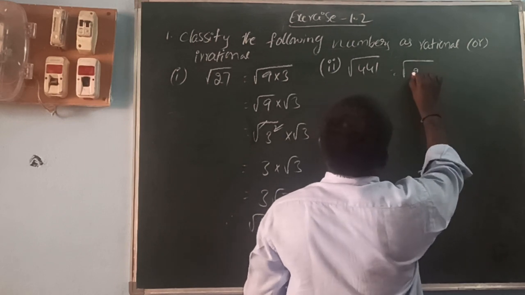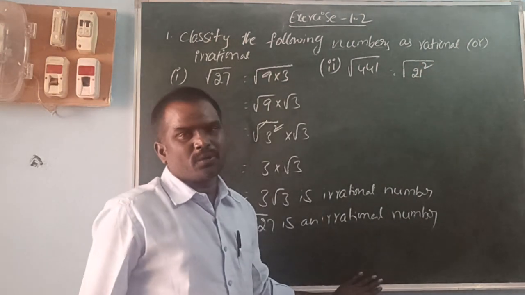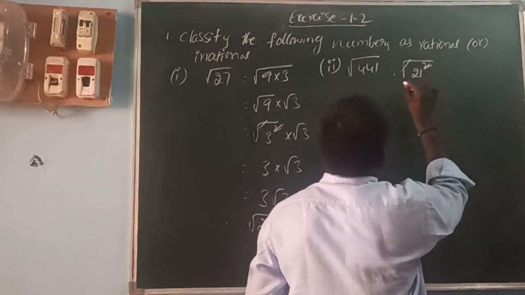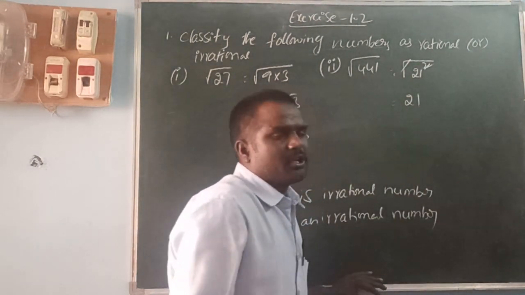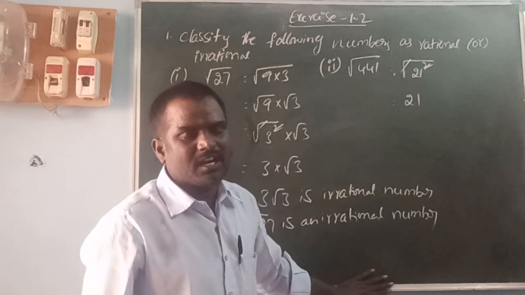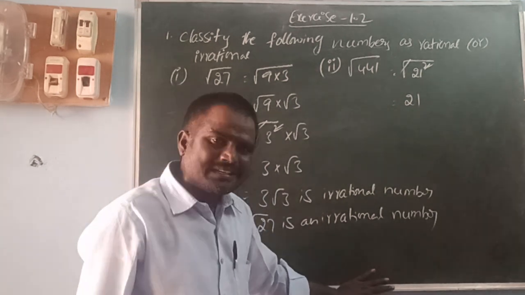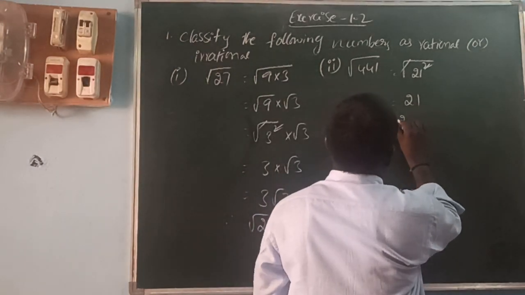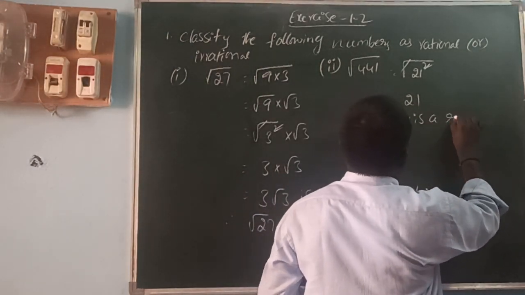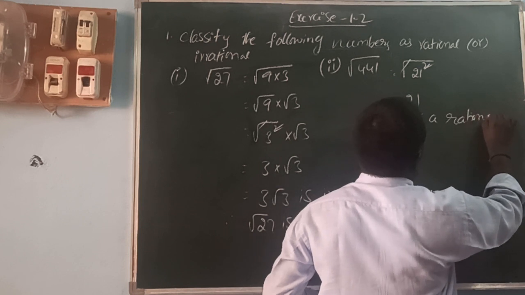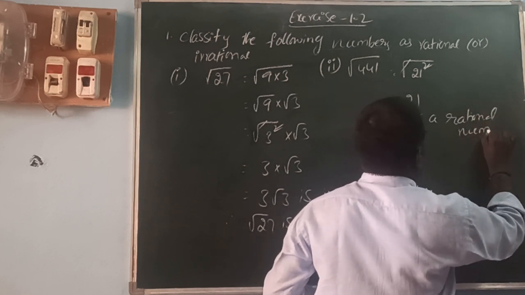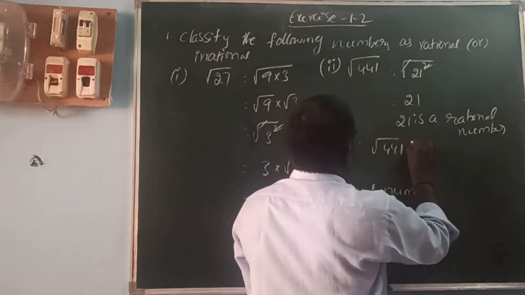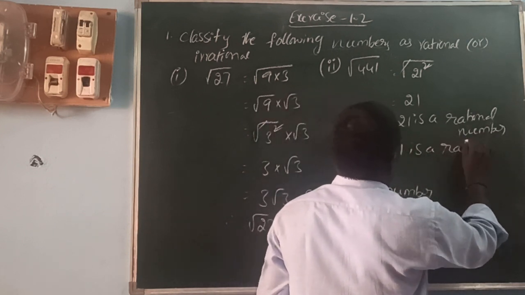441 we can write as 21 square, 21 twenty-ones. That is 441. The square root cancels. That is 21. 21 is a natural number and also a whole number and also an integer. So therefore it is a rational number. So 21 is a rational number. So therefore square root 441 is a rational number.